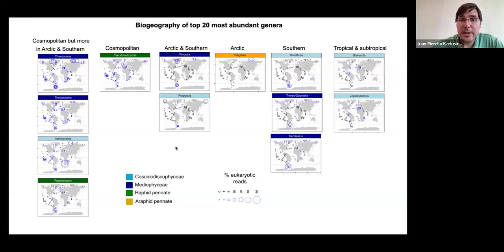There is another big group of genera that are mainly or almost exclusively detected at high latitudes. In the case of Porosira and Proboscia, in both the Arctic and Southern oceans. In the case of Fragilaria, in the Arctic Ocean, and for Corethron, Trieres, and Hemiaulus in the Southern Ocean. And finally, we have the cases of Guinardia and Leptocylindrus that are detected in tropical and subtropical regions.